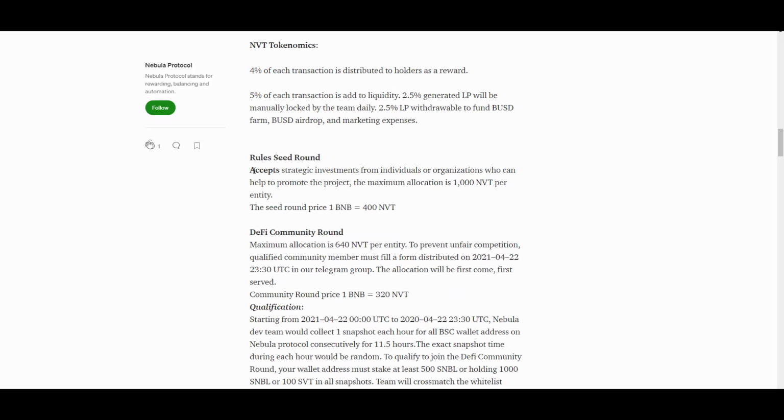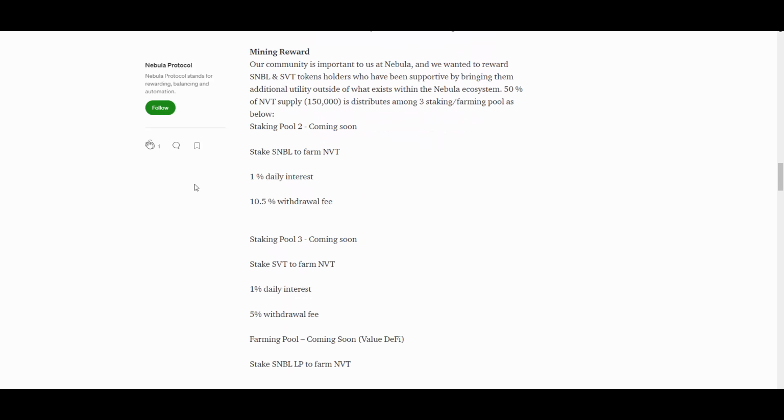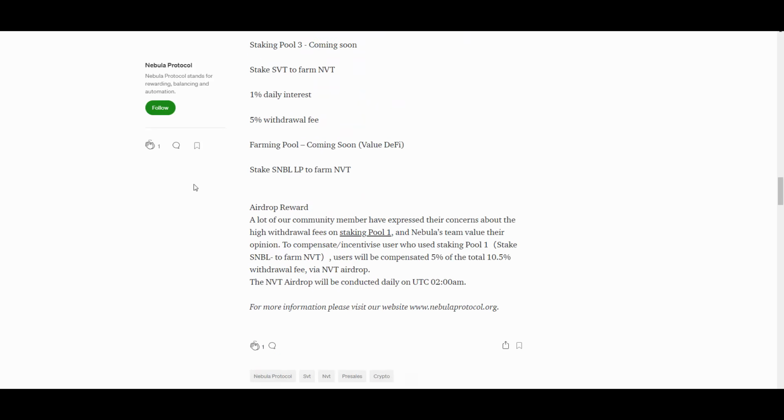As you can see, the rules: the seed round accepts strategic investments from individuals or organizations who can help to promote the project. The maximum allocation is 1000 NVT per entity. It's pretty fair in my opinion, to avoid whales. It's also a low supply token, so you need to keep that in mind. As you can see, there is some more tokenomics, mining rewards, and all that kind of stuff.